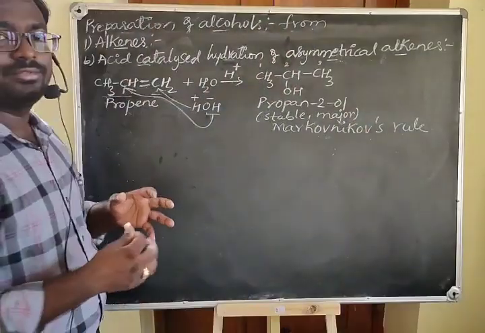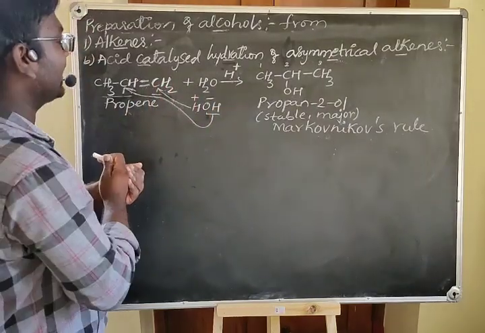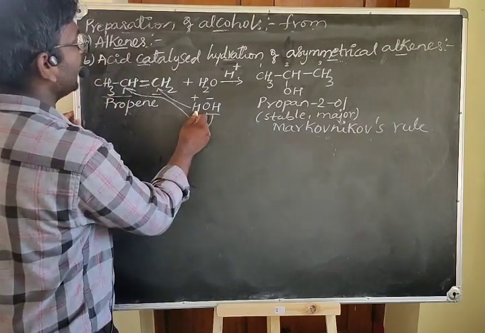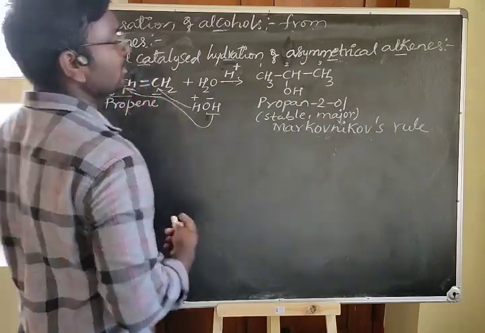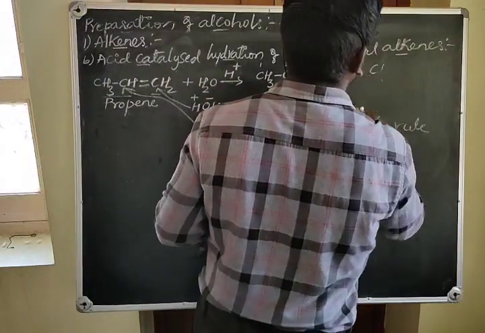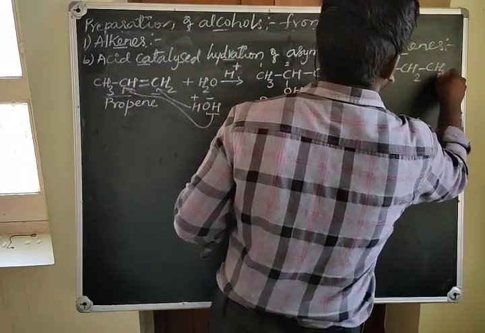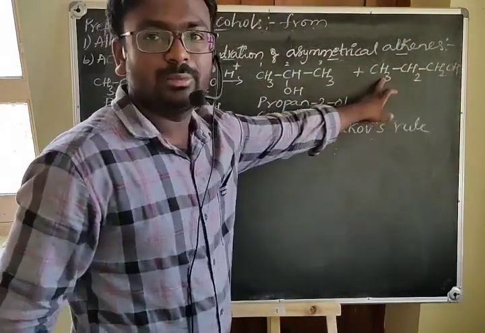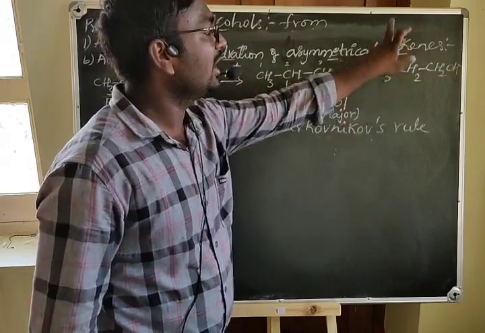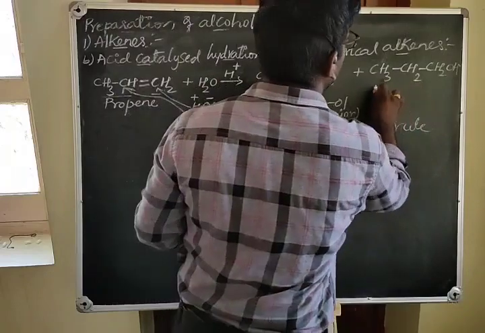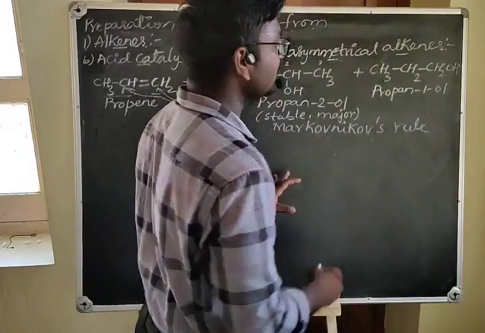Okay, what happens if you don't obey this rule? If you interchange these attacks, for example, consider the H plus ion attacks on this, and you will get the product that is CH3CH2CH2OH. This is against Markovnikov's rule, and it is an unstable product. So what is this compound? This compound is propan-1-ol. This is unstable.